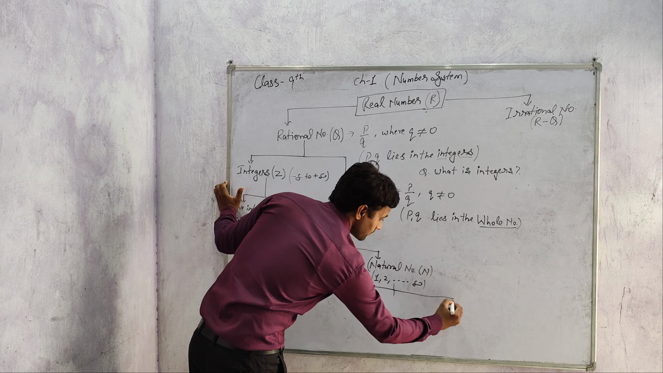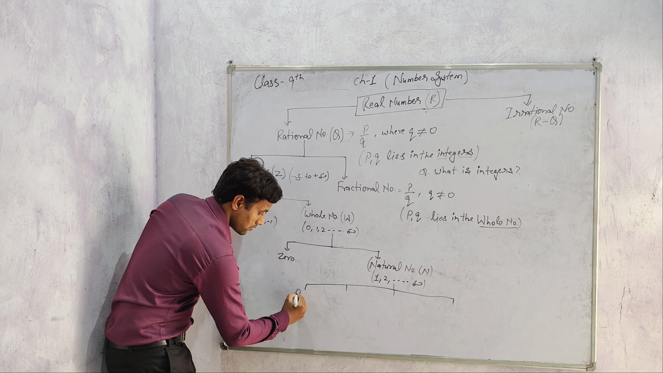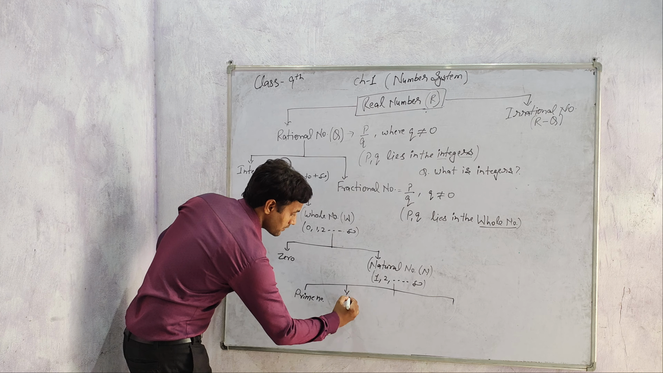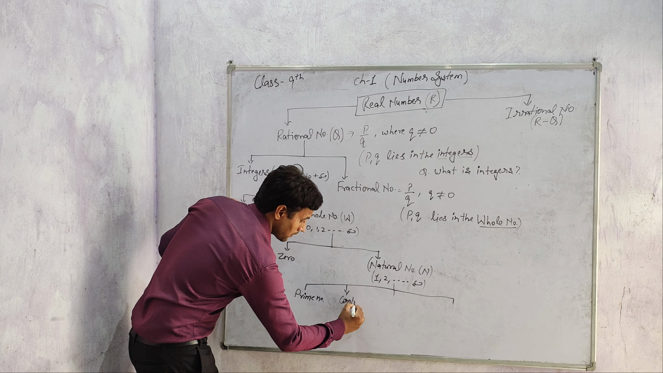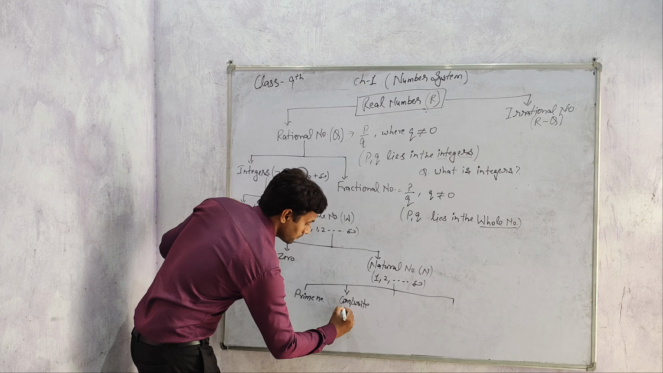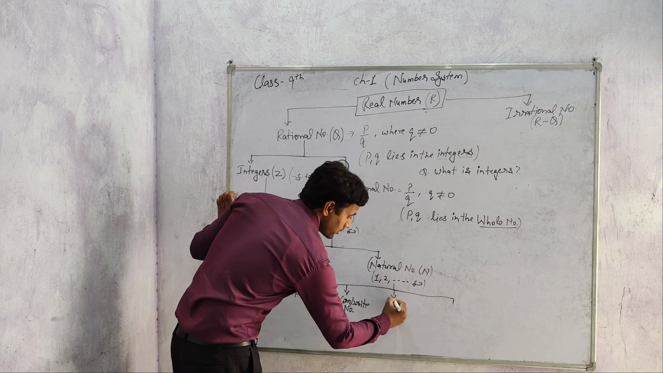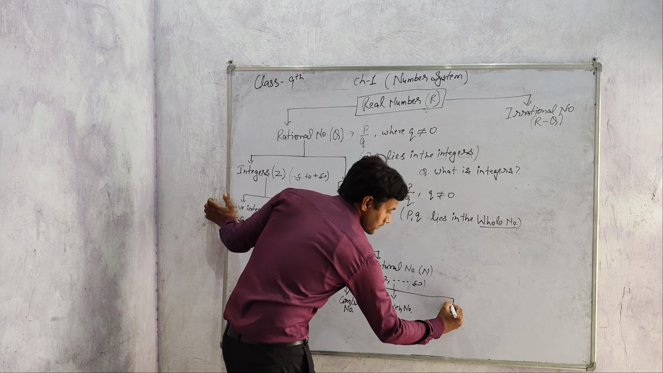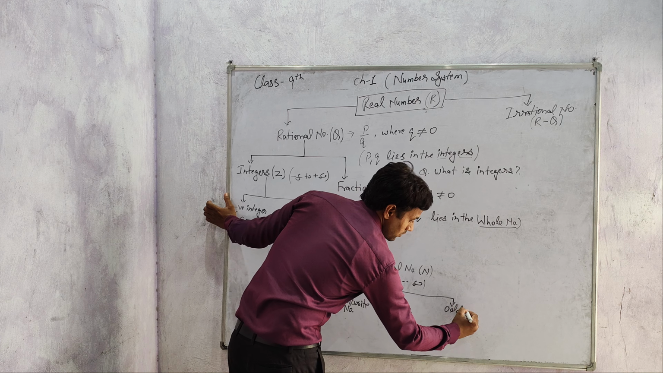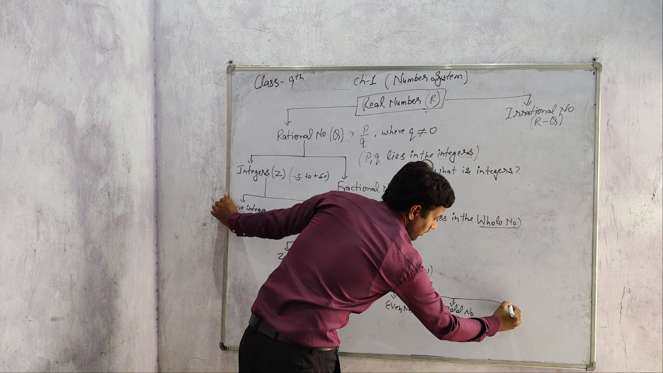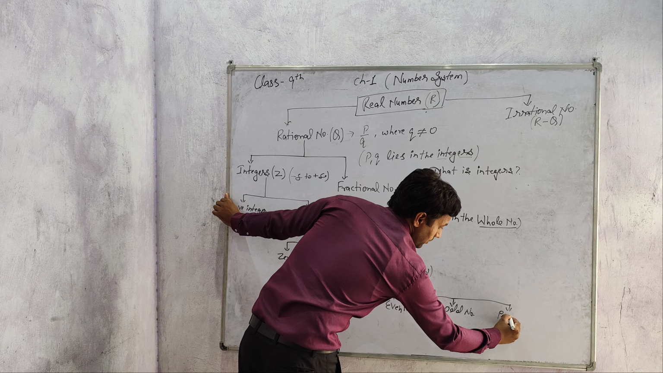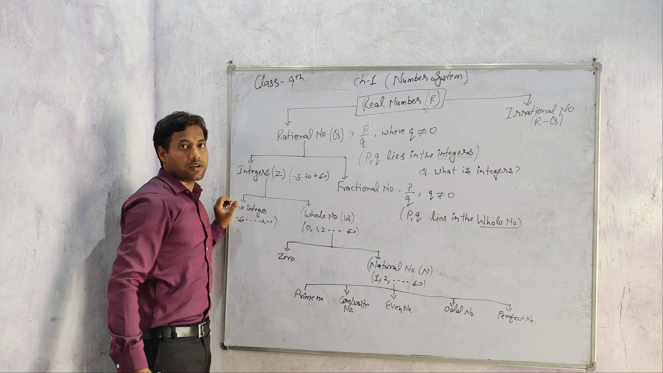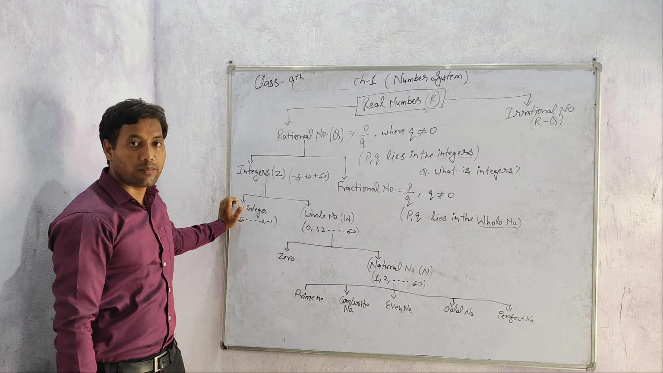If we further divide natural numbers, first is prime numbers, second is composite numbers, third is even numbers, fourth is odd numbers, and last is perfect numbers. There are five types and they belong to natural numbers.